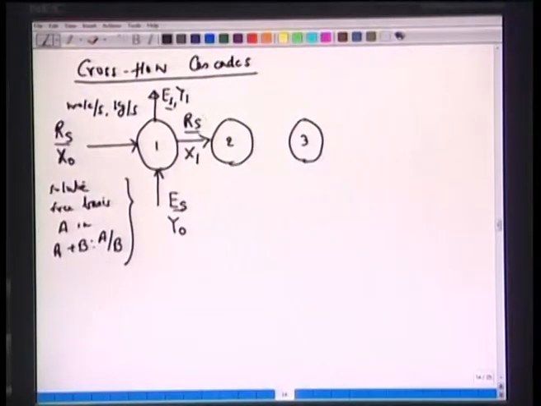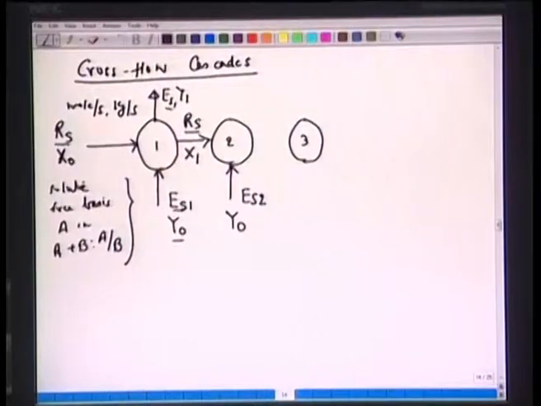Now, this stream Rs with the mole fraction x1 is again brought in contact with the second stream, say flow rate is Es2 here. So, we can write Es2 here, and this has the same mole fractions as earlier, y0, for simplicity.